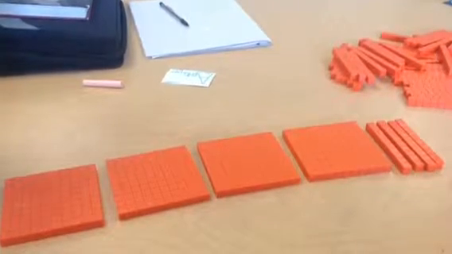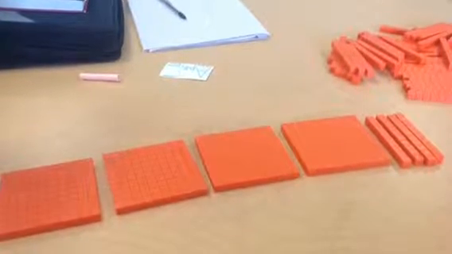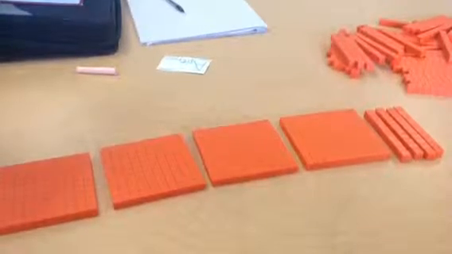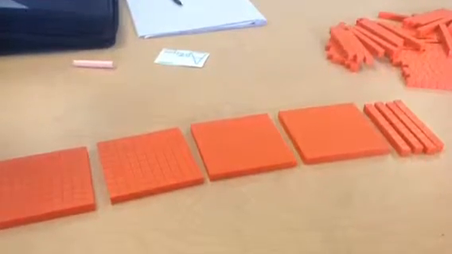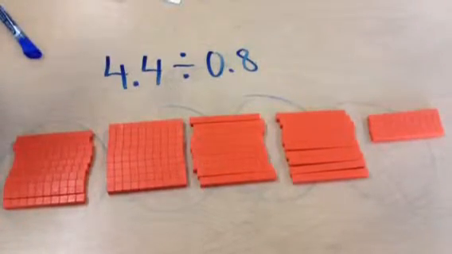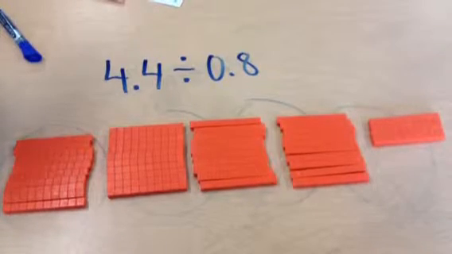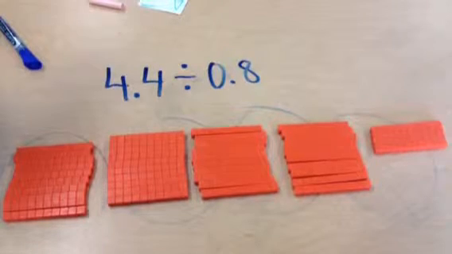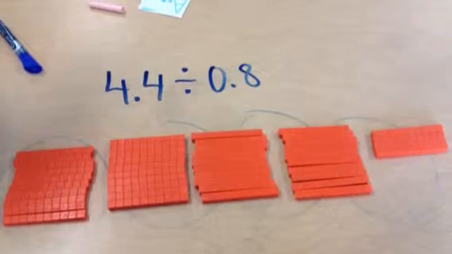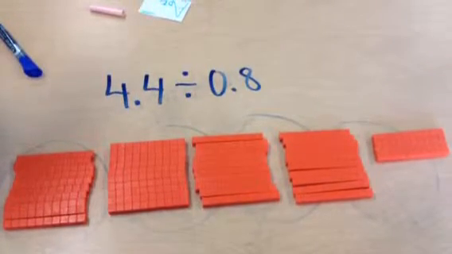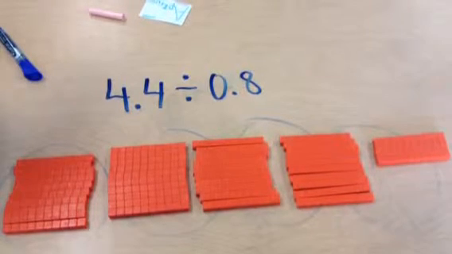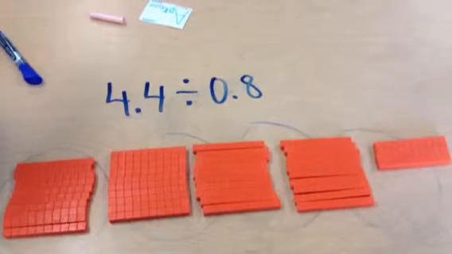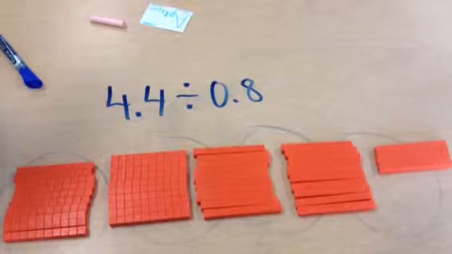I'm going to use base 10 blocks for dividing. I started by modeling 4.4. We're going to be dividing 4.4 by 0.8. And I started by trading the whole flats in for 10 tenths because I can't divide the wholes into groups of less than 1. And I'm going to be making groups of 0.8.